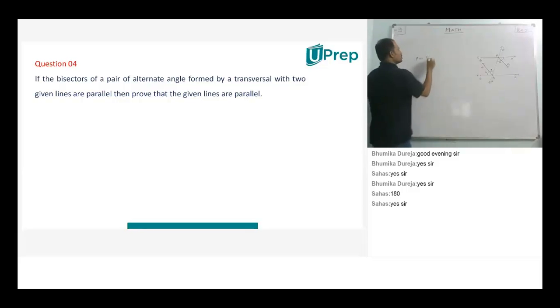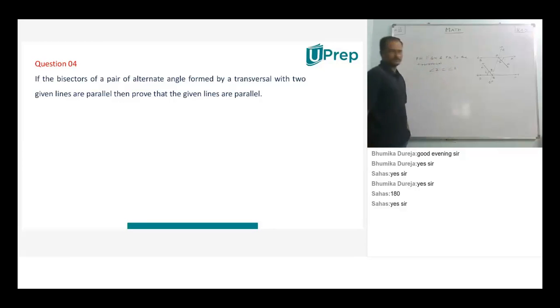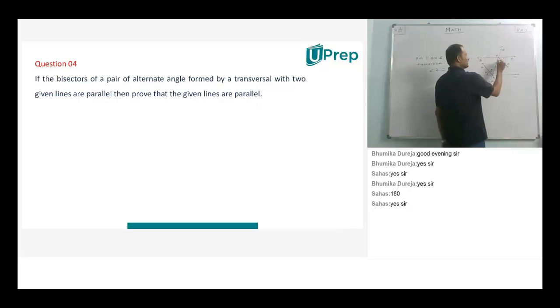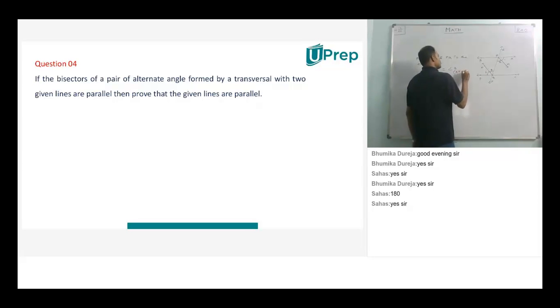PM is parallel to QN and PQ is the transversal. Can I write angle 2 is equal to angle 3? Yes, sir, we can write it, because this angle and this angle form alternate interior angles. So these two angles are equal. Why? Alternate interior angles.